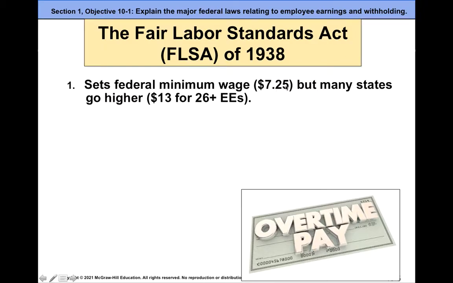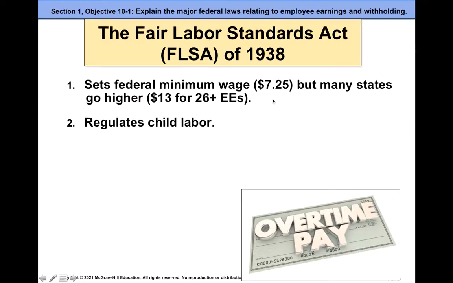Now, in California, as well as in many other states and municipalities, some cities, we go above and beyond the federal minimum wage. So, for example, for 2020, the minimum wage for California is $13 per hour for all companies that have 26 or more employees. But the federal minimum wage is regulated by this law and is currently at $7.25.